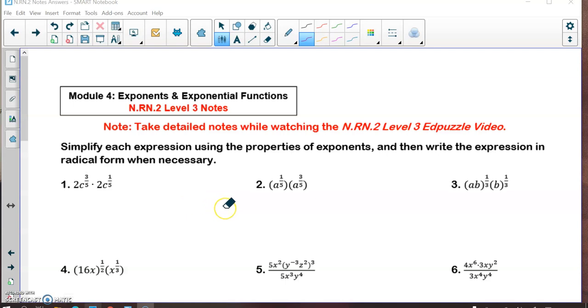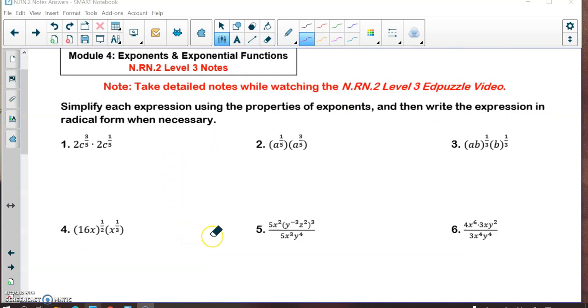Okay, so now we're putting all of our expertise on exponents together. This says to simplify each expression using the properties of exponents, and then we will write our expression in radical form when necessary. Now we only write our expression in radical form at the very end if our expression ends up having any fractional exponents. If we don't have any exponents that are fractions, then we just leave it as a normal whole number like we're used to. So let's get started.